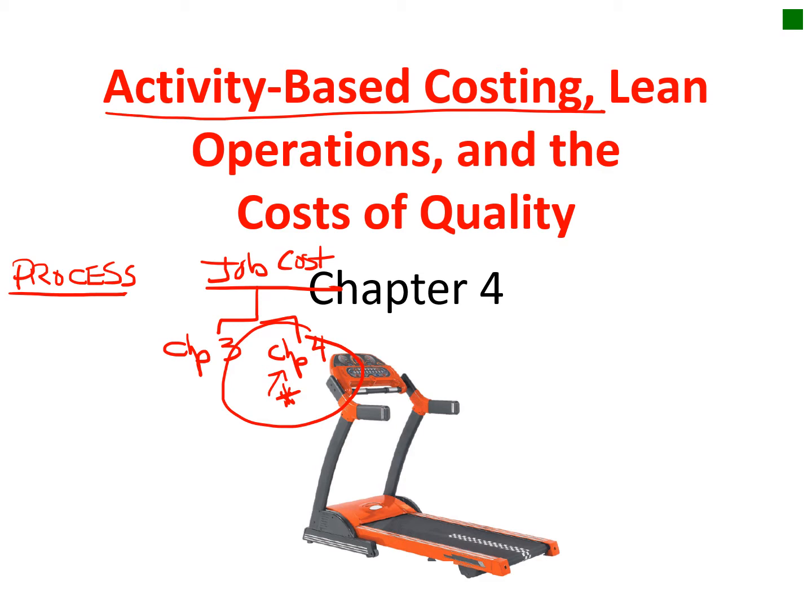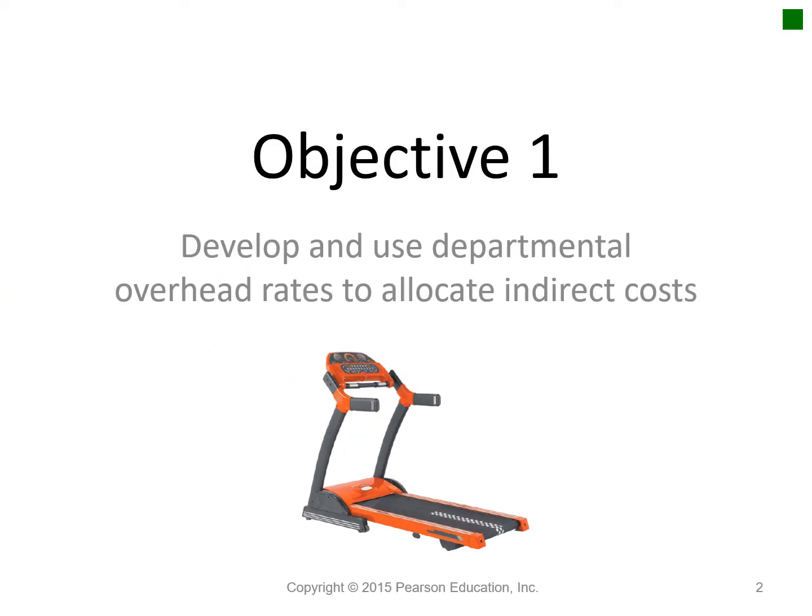But everything else is really the same. The cost flow is the same, journal entries are the same, product cost is the same. The one big difference is we're going to have more rates to allocate overhead, and again, it's all about accuracy. Okay, so the first objective, we're going to talk about this thing called departmental overhead rates and show you how that works. Again, that's very similar to chapter 3, except we're going to be using multiple rates. In this case, it's going to be multiple department rates.